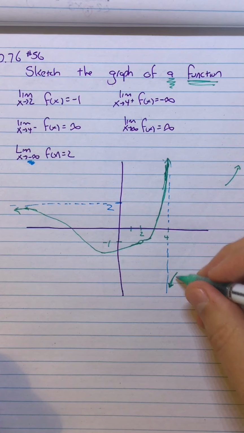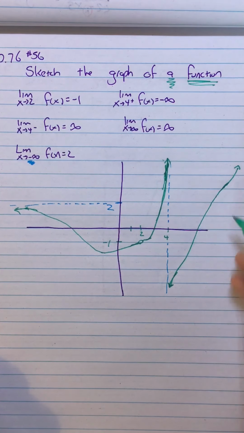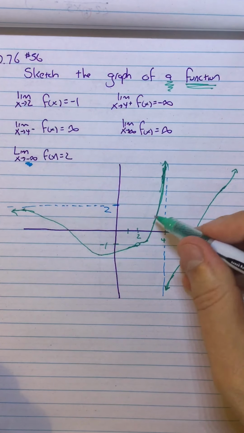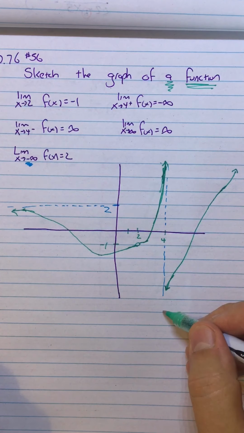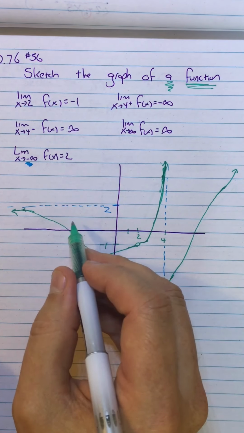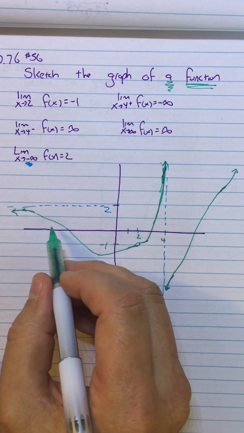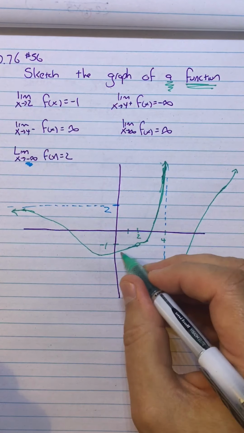And then what's going on over here? Well, I could go up and down like that, but let's just keep it simple. Let's just say it goes like that and they connect together. All right, so now I see that the limit as x approaches 4 from the left is infinity. The limit as x approaches 4 from the right is -infinity. The limit as x approaches infinity is infinity. And the limit as x approaches -infinity is 2. And also the limit as x approaches 2 is -1.